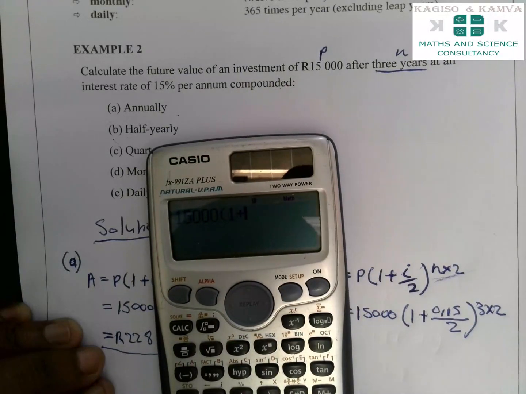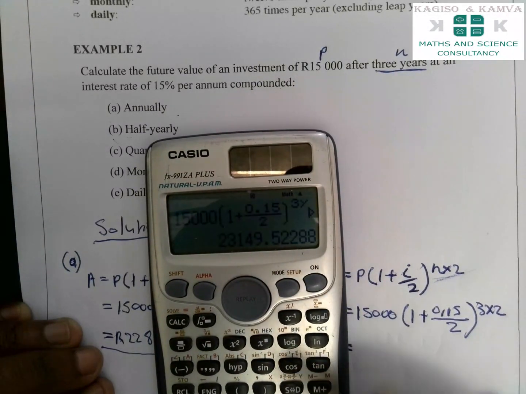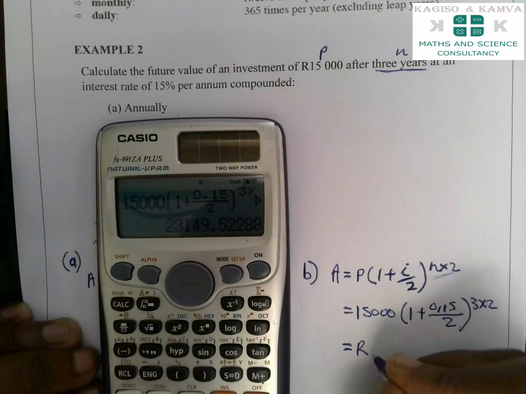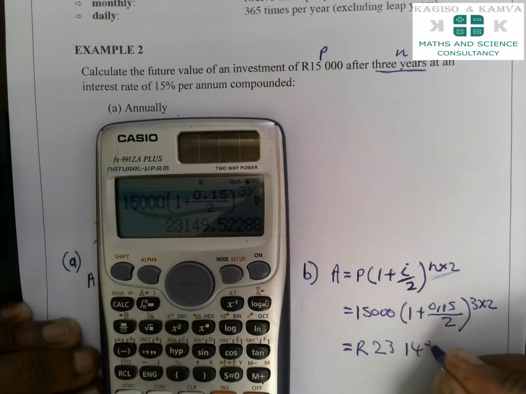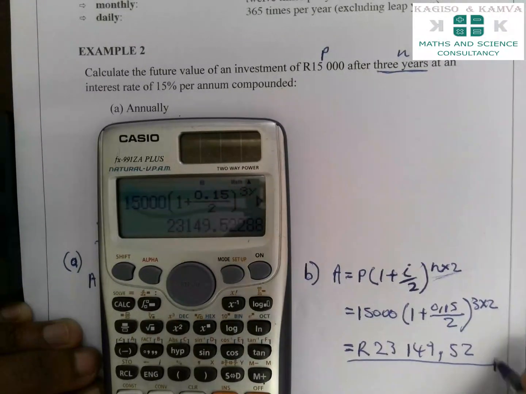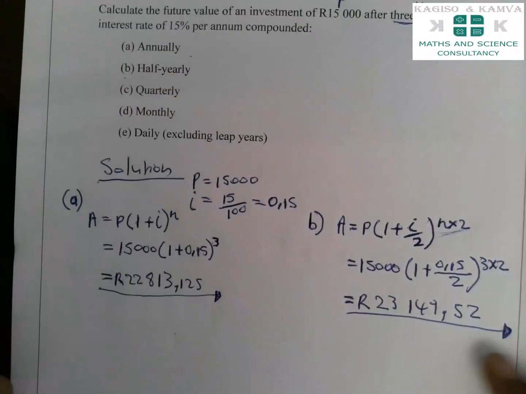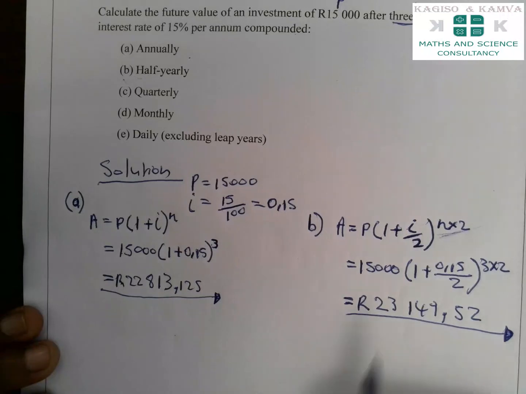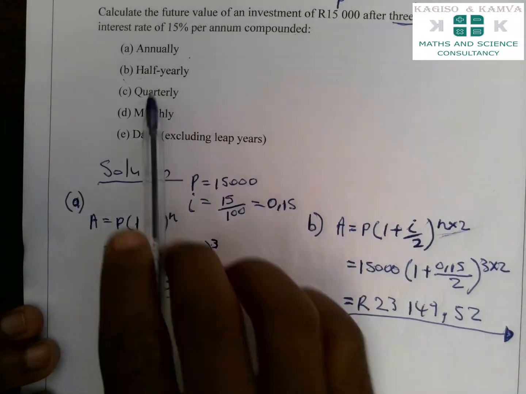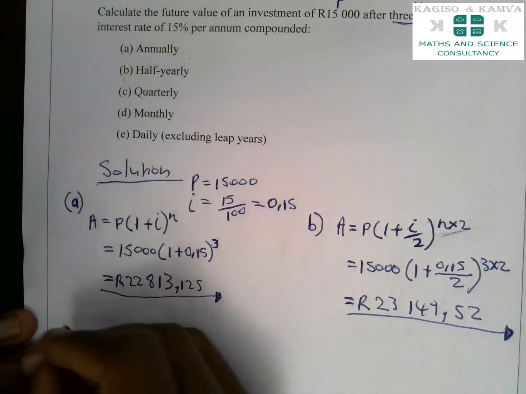That will be 15,000 (1 + 0.15 divided by 2) to the power 3 times 2. So this is going to give us 23,149.552 rands. Okay, so we're going to get that much. That is for when it's compounded half yearly. Now let us come and do C.